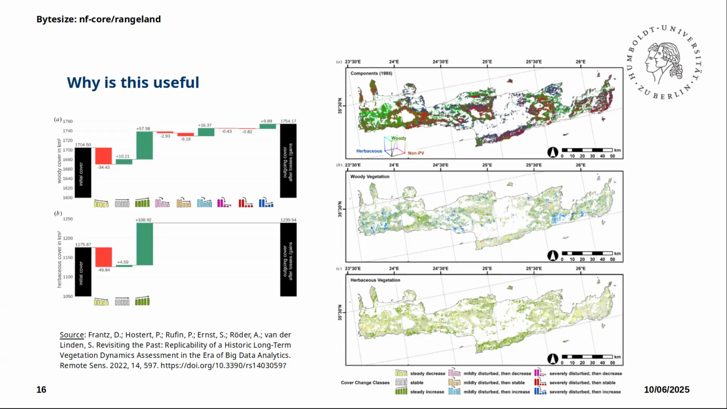On the right, you can see that we can use the spectral mixture analysis to determine for each pixel which components are there: herbaceous, woody, or non-photosynthetically active cover. And on the two images on the lower right, you can also see the trends in woody vegetation and herbaceous vegetation over the entire time series.